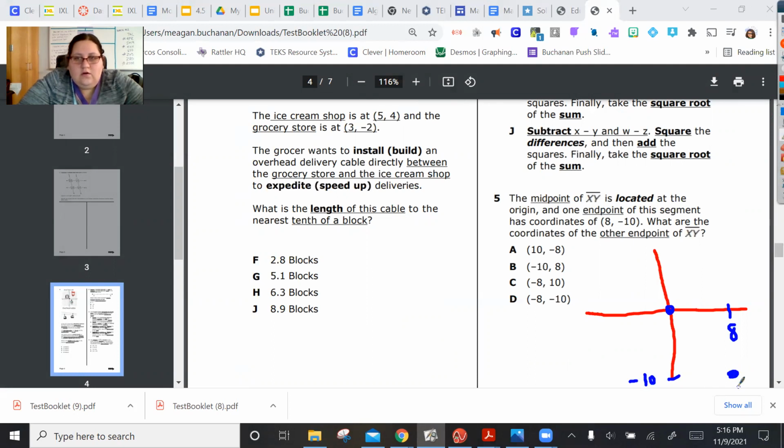So if I wanted to go, and this is the midpoint, that means we're gonna have to go this way to make that equal. So the amount that I'm going up is gonna be +10. And the amount that I'm going over is gonna be now -8. So we're going in the opposite direction. So my ordered pair should be -8, +10.